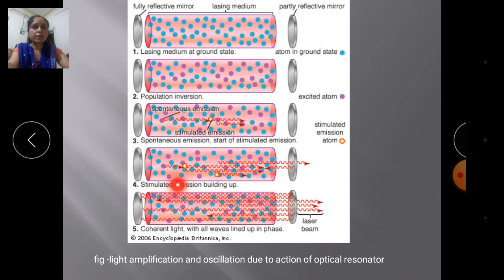Next, stimulated emission builds up in the medium, where one or more atoms are formed, as we see in the figure. Fifth is coherent light with all waves linked in phase. From the mirrors we get coherent light sources with all waves in phase, forming the laser beam. In this way we see how the optical resonator acts.